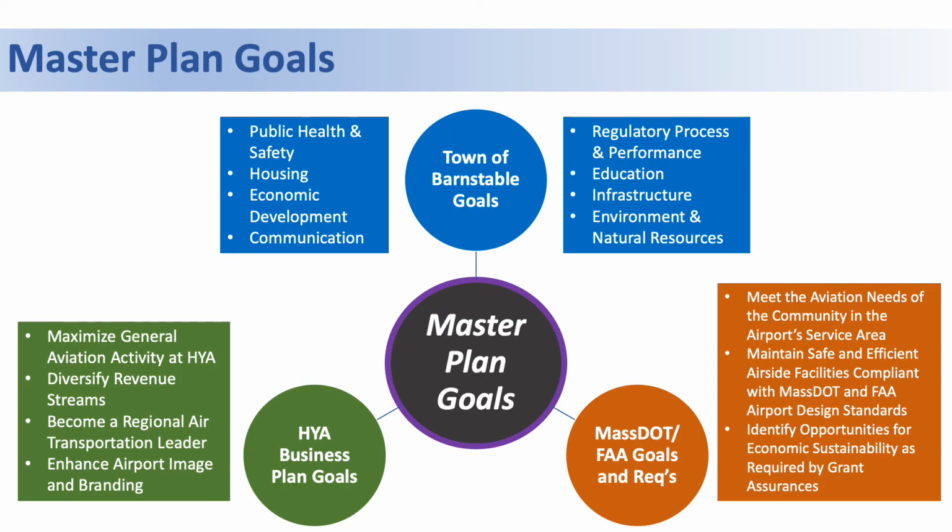The master plan goals take into account goals and plans that have already been documented locally and statewide. The master plan will take into account the business plan goals for the airport. It will also take into account the town of Barnstable goals and their strategic plan for the area. And of course, the master plan goals will look at any goals and requirements of the Federal Aviation Administration and MassDOT Aeronautics Division.